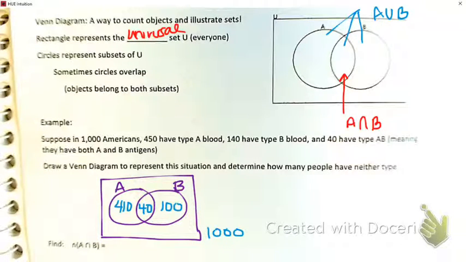Now, everything in the box has to add up to 1,000. We're missing the part of people that don't have A or B at all. So how do I find that? I can add these three and subtract from 1,000 to get this amount here: 550. So there's what the Venn diagram looks like.